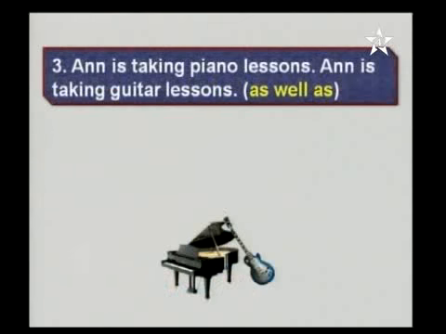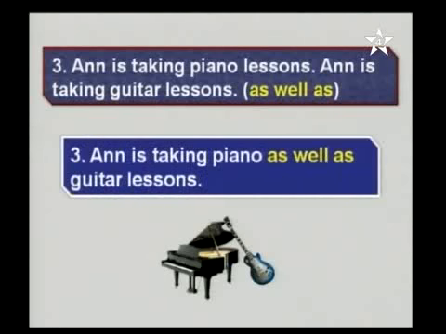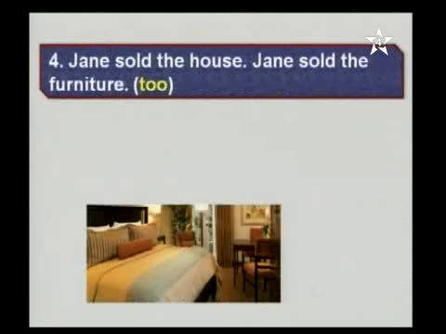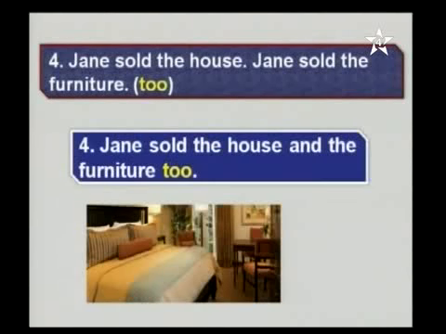3, Anne is taking piano lessons. Anne is taking guitar lessons. That's it. Anne is taking piano as well as guitar lessons. 4, Jane sold the house, Jane sold the furniture. So, what is the answer? Jane sold the house and the furniture too.